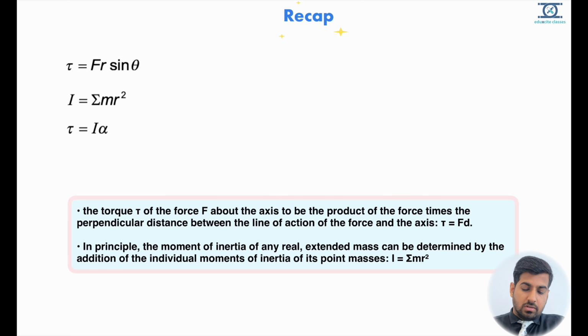Now the torque tau due to the force F about the axis is the product of the force times the perpendicular distance between the line of action of the force and the axis of rotation. So it is simply written as force times distance if the force is perpendicular with the distance from the point of axis of rotation. In principle, the moment of inertia of any real extended mass can be determined by the addition of individual moments of inertia of its point masses.